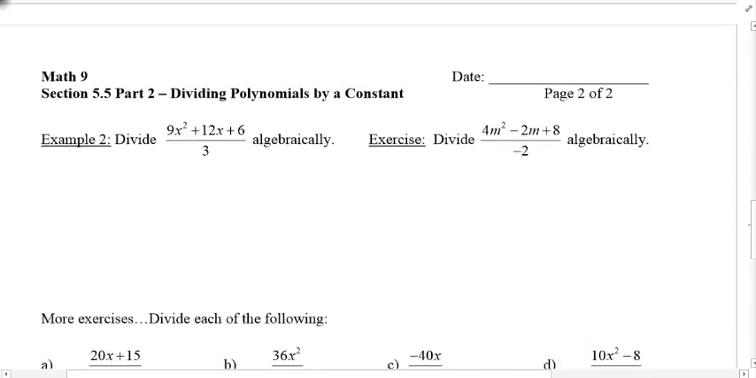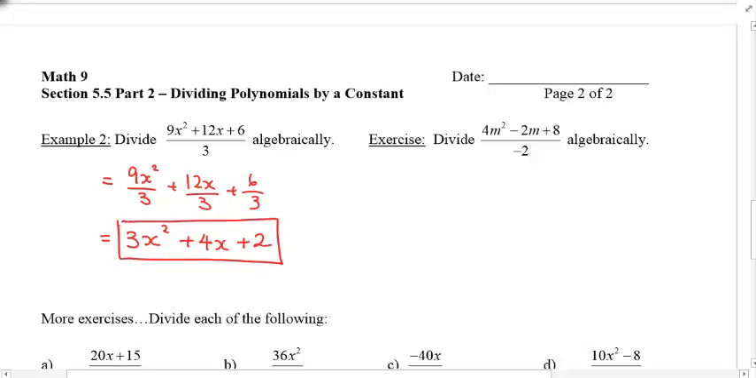So turning the page now, I'm going to apply this idea. Just take each of the terms in the numerator and divide it by the denominator. So I'll take 9x squared, divide by 3. Take the 12x, divide by 3. Take the 6, divide by 3. And then simplify. So 9x squared divided by 3, 9 divided by 3 is just 3, so 3x squared. 12x divided by 3, that's 4x. And then 6 divided by 3, that's just 2. And that's your final answer.